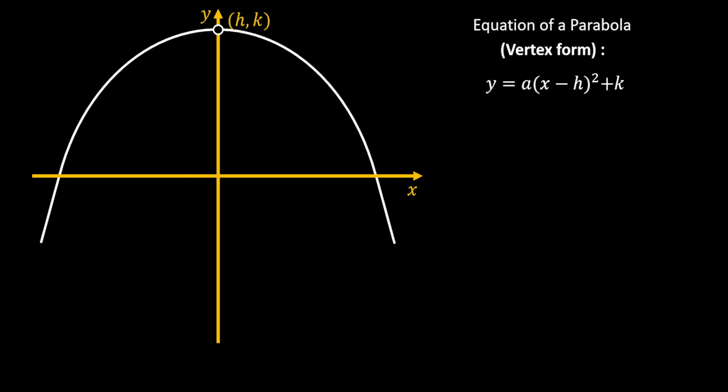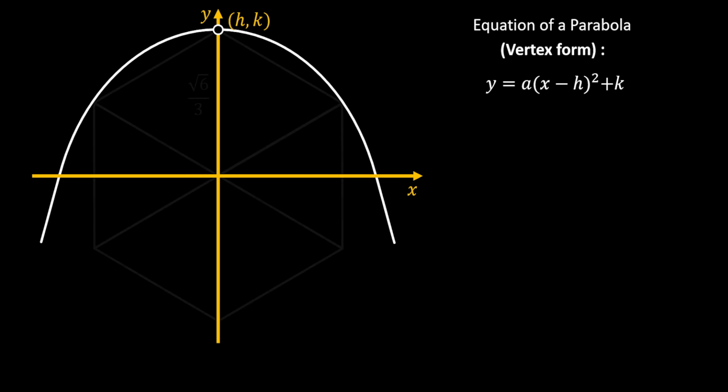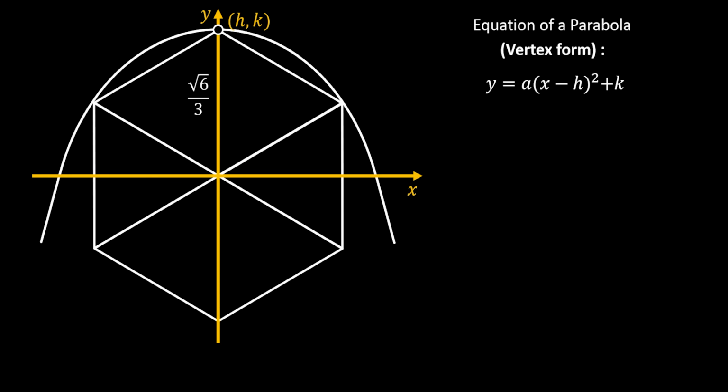sketch. Now, in order to find these, let's go back to our hexagon. You can see that the vertex of our parabola is located at the top of our hexagon, and it is located on the y-axis. This means that the coordinate h must be equal to 0, and the coordinate k will be equal to the side of one equilateral triangle inside the hexagon, so it will have the value of square root of 6 over 3. Now we know the values of h and k. And in order to find the value of a, we need at least one more point on our parabola.